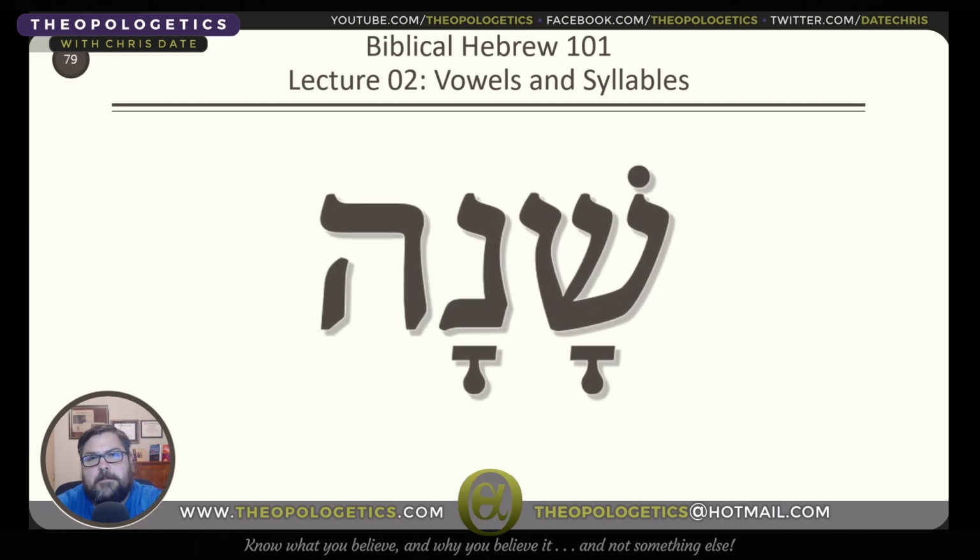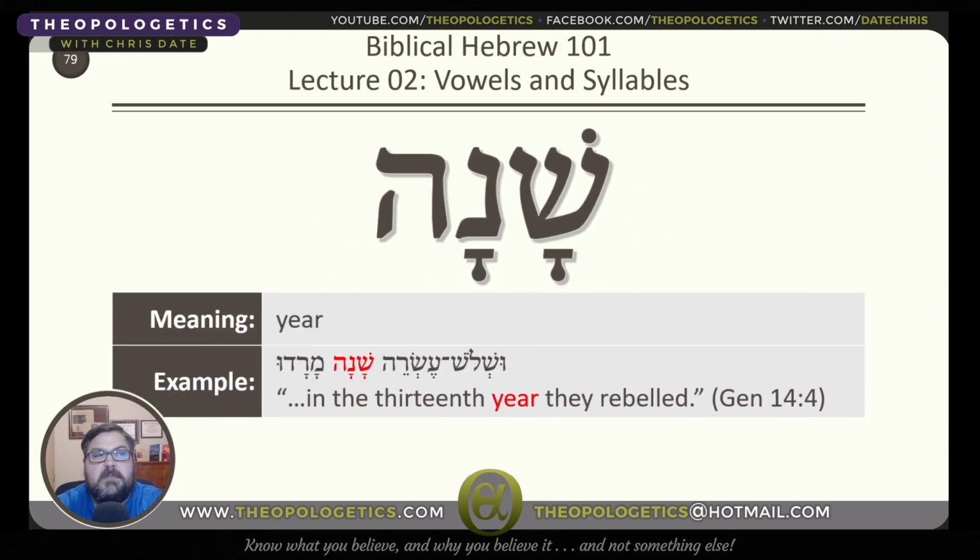Shana. This word means year. It's the word at the end of Rosh Hashanah, which means first of the year or head of the year. Shana means year.